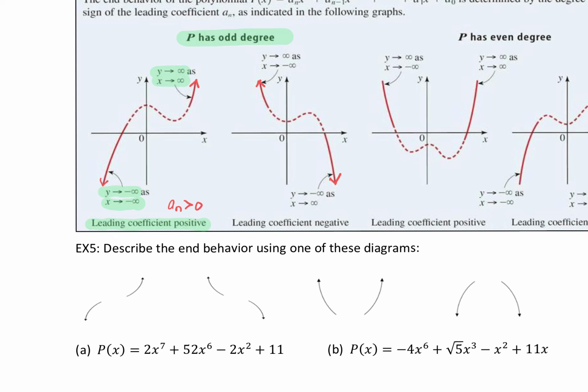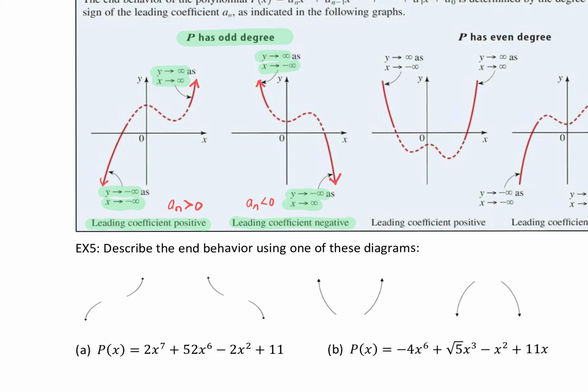Now if the leading coefficient is negative, then what's going to happen is opposite. If the x value goes to negative infinity, the y value will do the opposite. It will go to positive infinity. And if the x value goes to positive infinity, the y value will go to negative infinity. So again, this is when the leading coefficient is negative, so this would be a sub n less than 0.